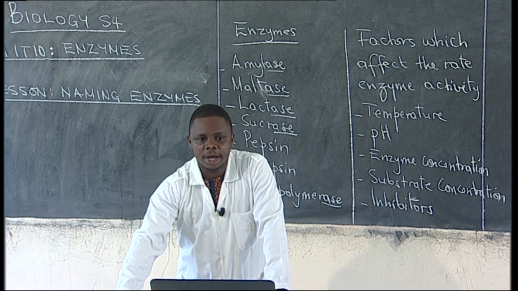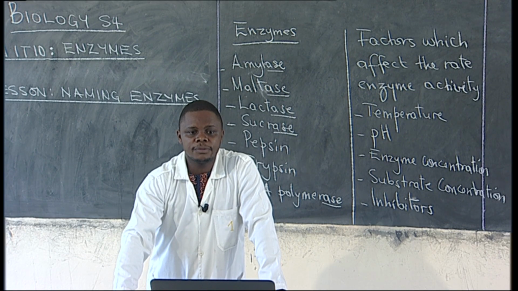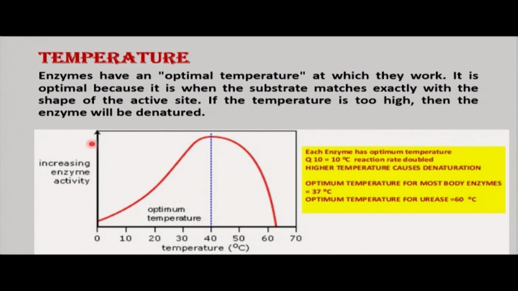Now, this is our graph. On the y-axis, we have increasing enzyme activity, and on the x-axis, we have increase in temperature. This temperature is in degrees Celsius. As you see, as the temperature increases, the rate of enzyme activity also increases. At around 40 degrees Celsius, we have what we call the optimum temperature, where the enzymes' active sites are able to receive the substrate, and then the rate of reaction will be high.